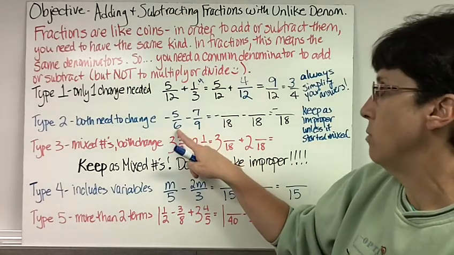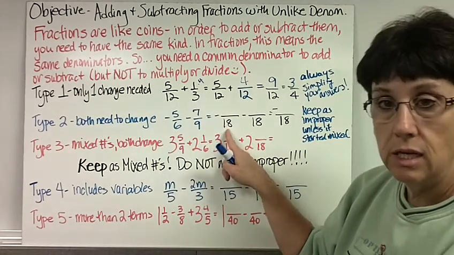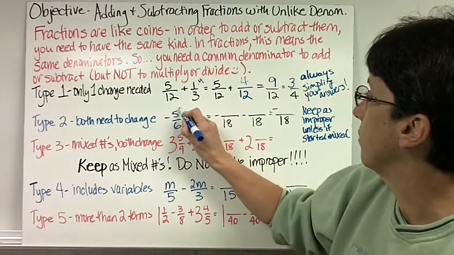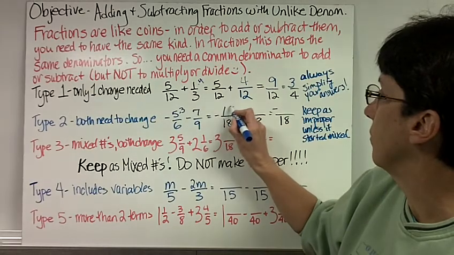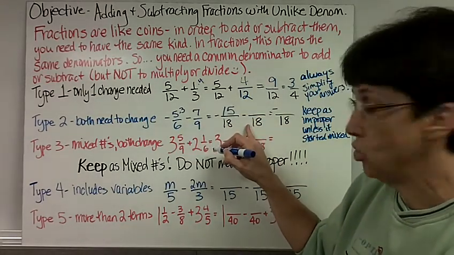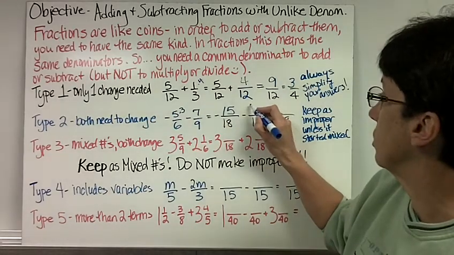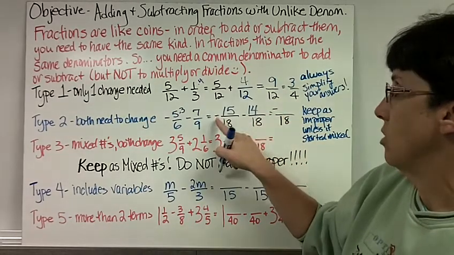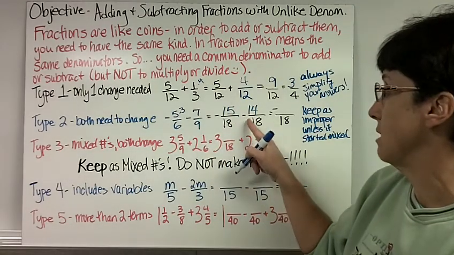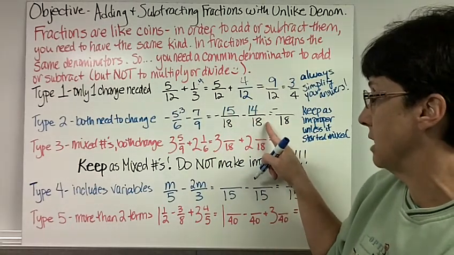All right, what did we multiply the 6 with to get 18? 3. So 5 times 3 is 15. What did we multiply the 9 with to get 18? 2. So 7 times 2 is 14. Now, notice you keep the signs the same. I'd already written that in. So it's -15/18 minus 14/18.